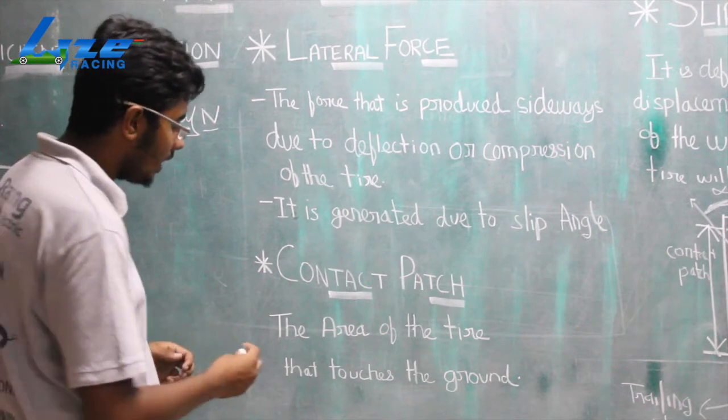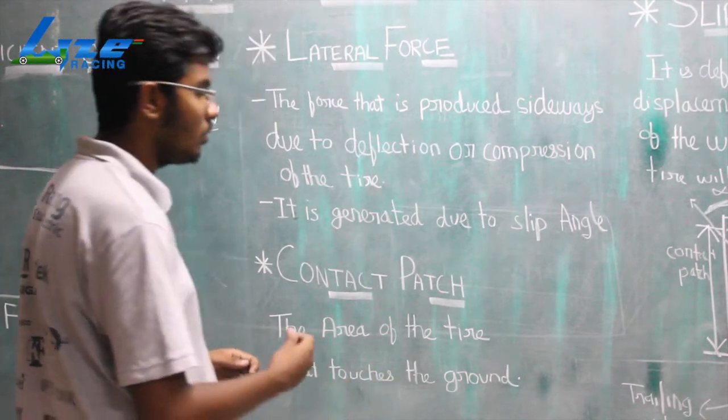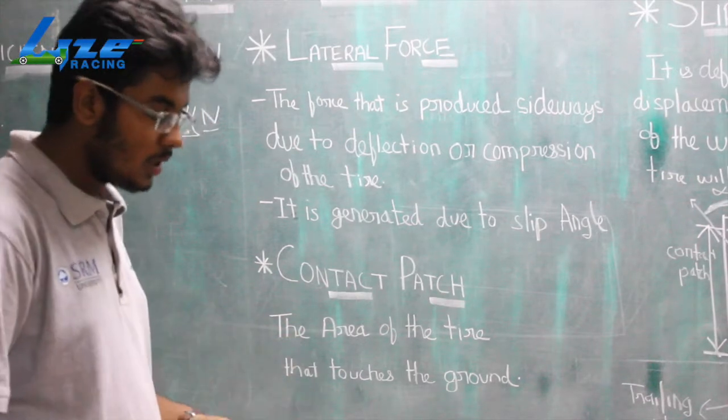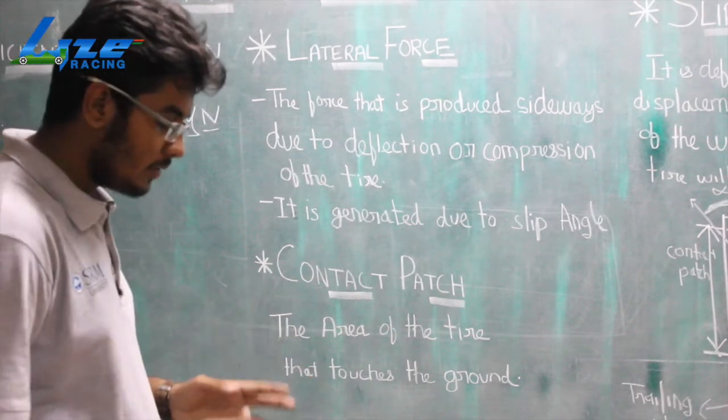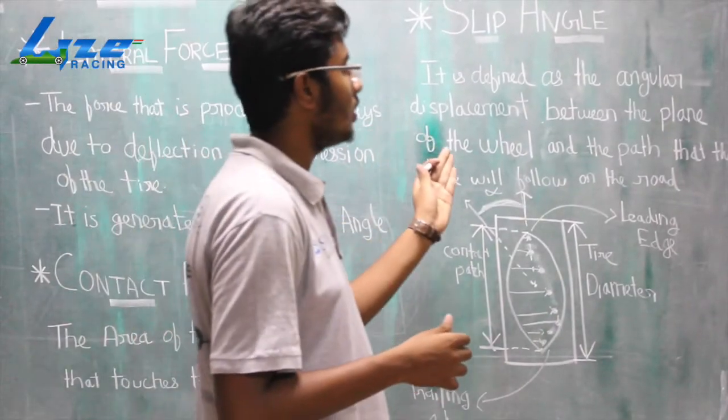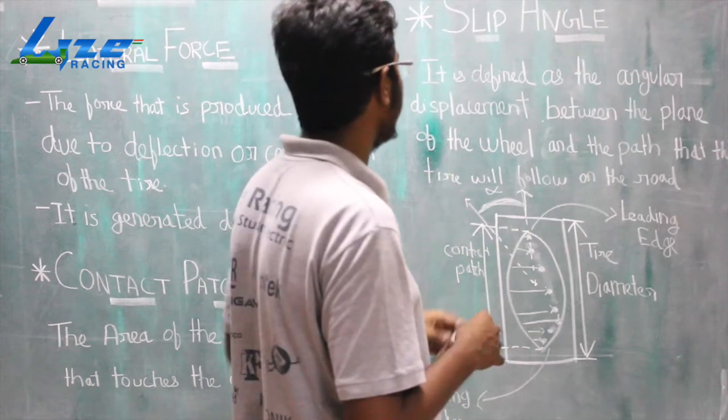Contact patch. The area of the tyre that touches the ground is known as the contact patch. The whole tyre doesn't touch the ground, so there is a small area which touches the ground, which is known as the contact patch. Now we go to the most important thing in tyre behavior, that is the slip angle.